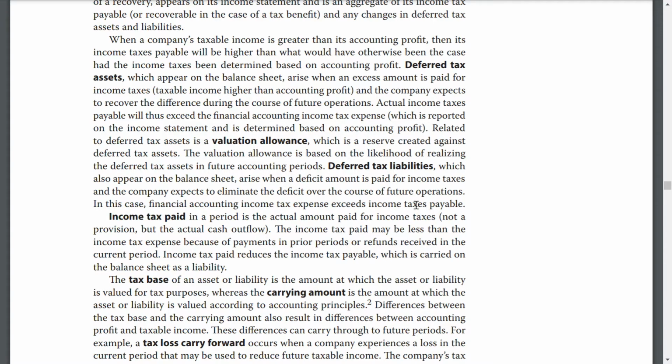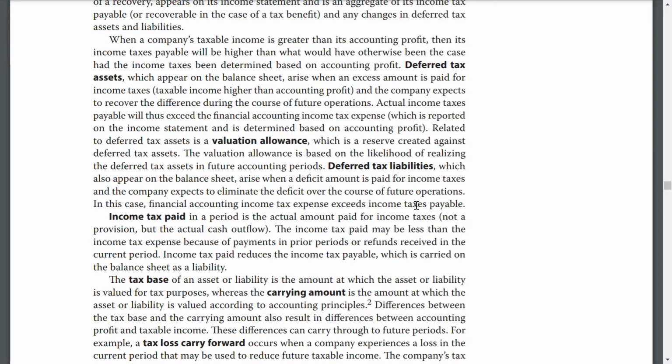Actual income tax payables will thus exceed the financial accounting income tax expense related to deferred tax assets and valuation allowance, which is a reverse reserve created against deferred tax assets. The valuation allowance is based on the likelihood of realizing the deferred tax asset in future accounting periods. Deferred tax liabilities, which also appear on the balance sheet, arise when a deficit amount is paid for income taxes, and the company expects to eliminate that deficit over the course of future operations. In this case, financial accounting income tax expense exceeds income tax payable.